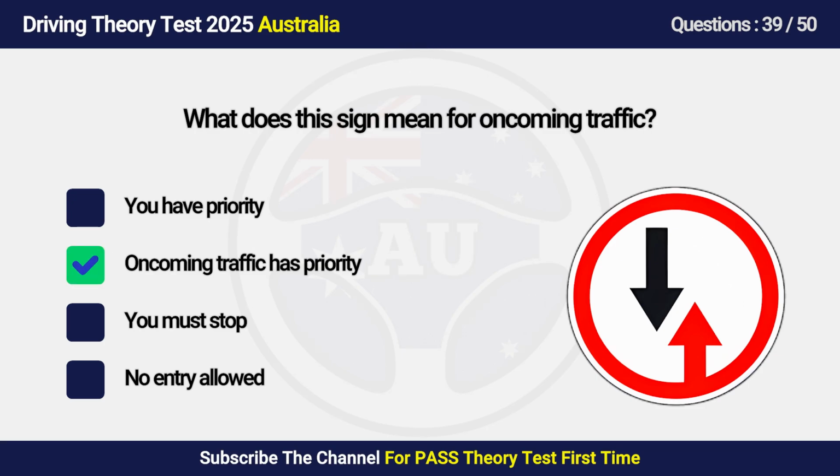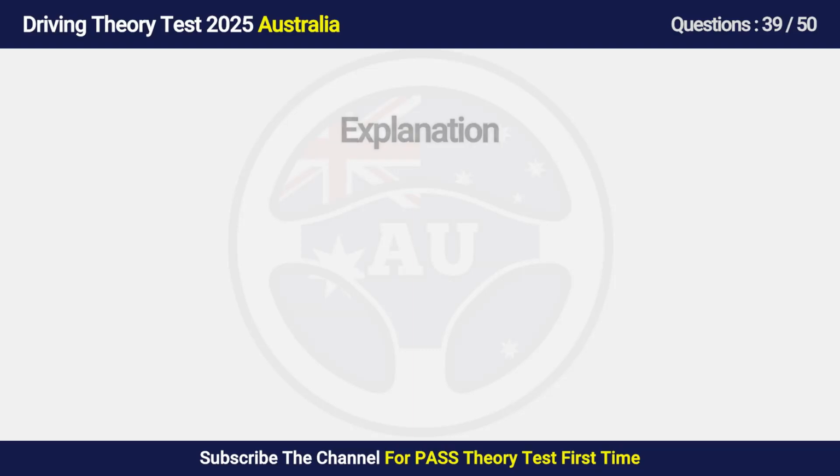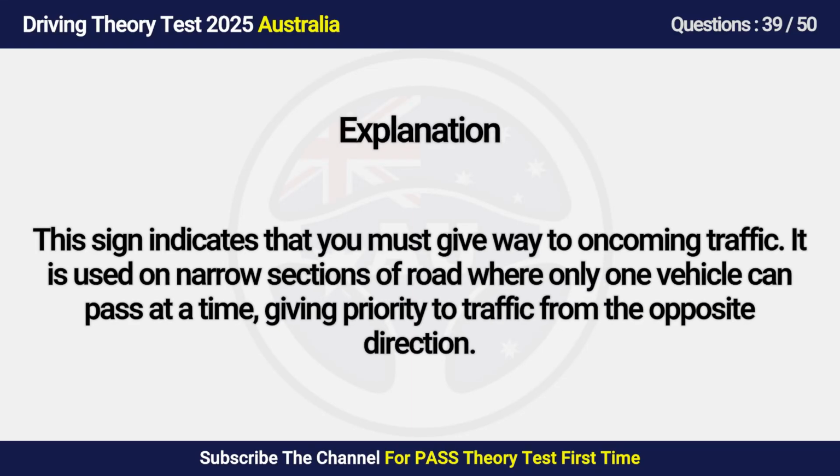Answer is B. Oncoming traffic has priority. This sign indicates that you must give way to oncoming traffic. It is used on narrow sections of road where only one vehicle can pass at a time, giving priority to traffic from the opposite direction.